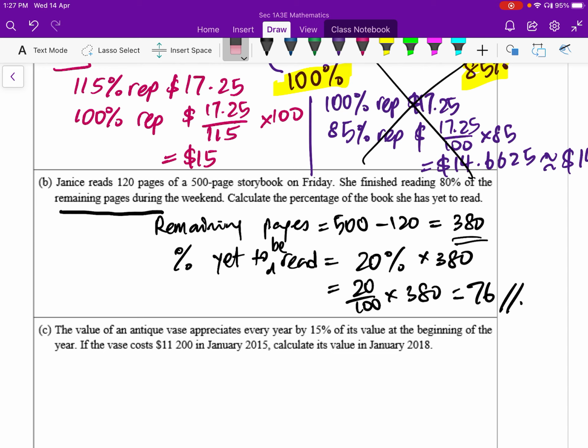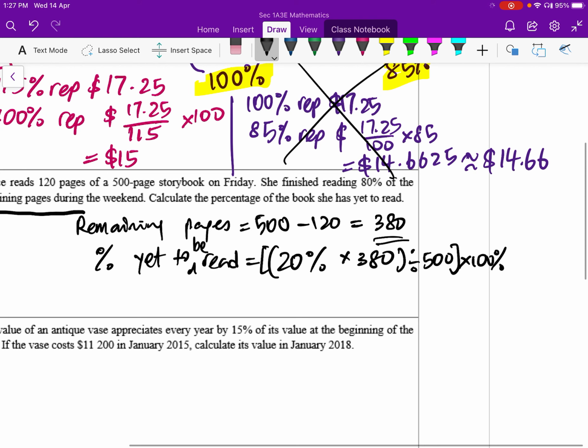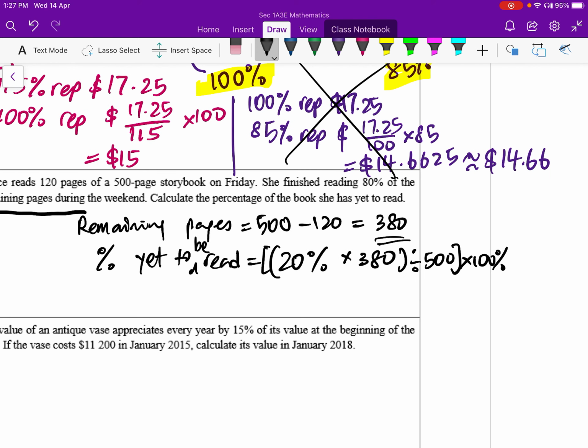So percentage yet to be read is actually 76 out of, yeah, so this is the number of pages left to be read, and we need to divide this by 500, then we multiply this by 100%. Okay, sorry for the very untidy work. So basically what I'm doing is I'm trying to find number of pages left out of the 500, then multiply by 100%. So 380 divided by 5, then divided by 500, then times 100.